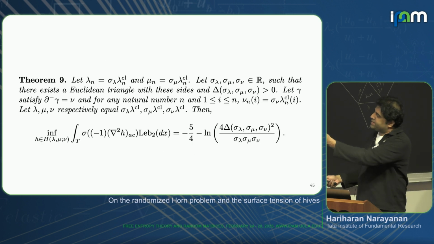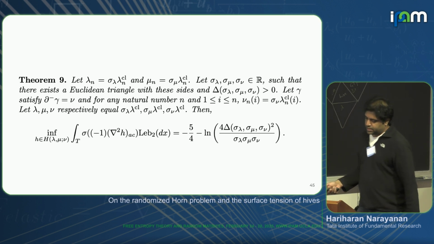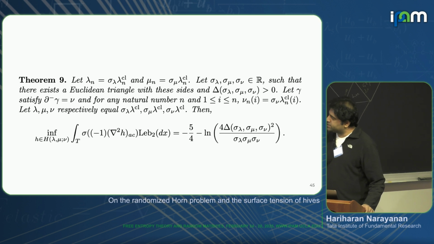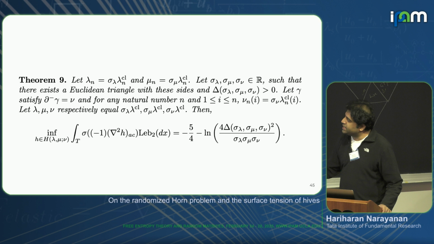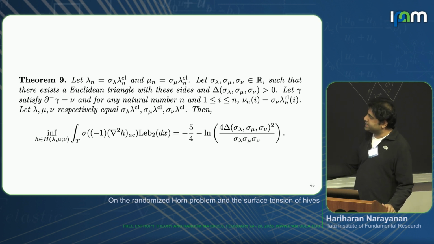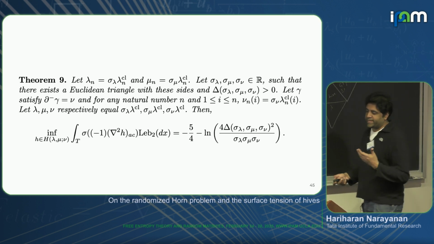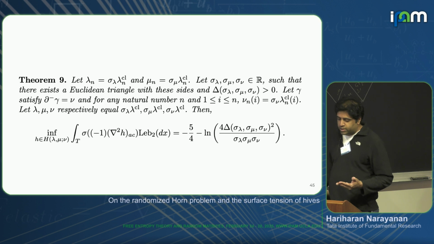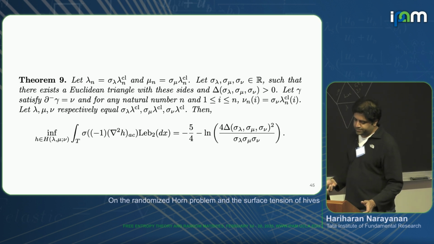So now if you translate it into the surface tension statement, what this is saying is that if you fix the boundaries of this continuum hive to lambda, mu and nu, and you take the infimum over all hives of the surface tension integral, that is exactly this. Okay, so we don't know the shape of this hive, but we do know what its total entropy is somehow when you normalize it properly.